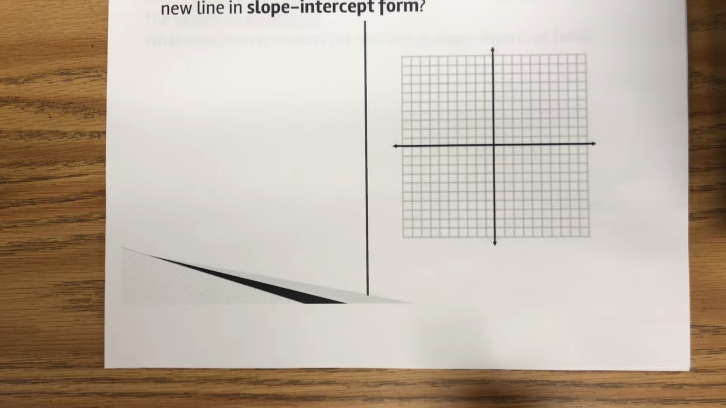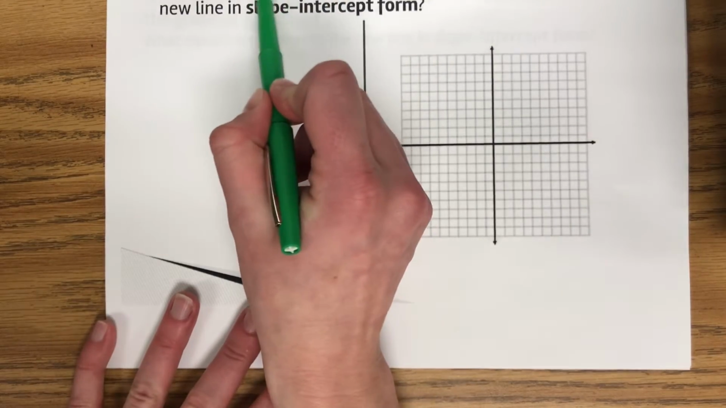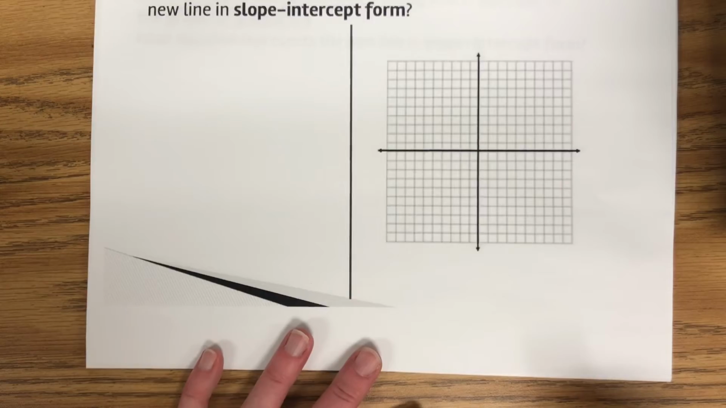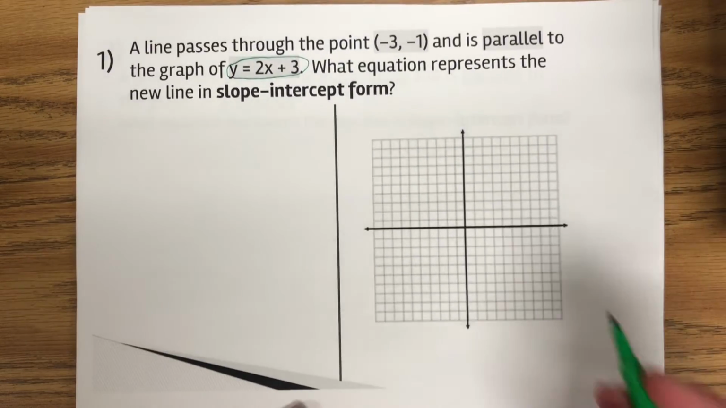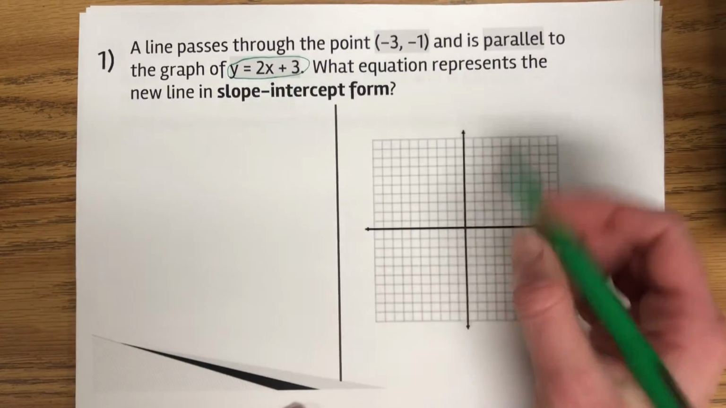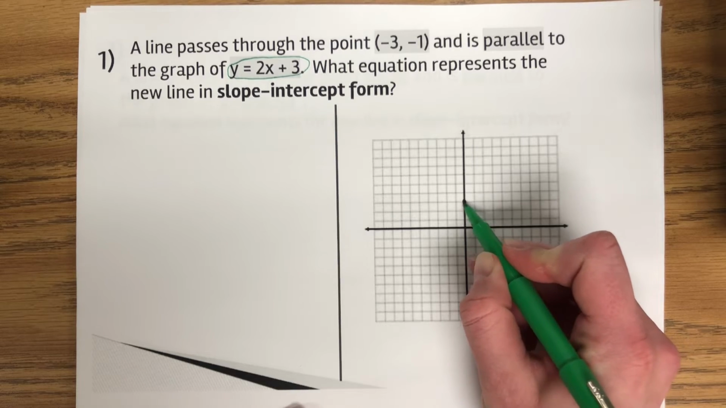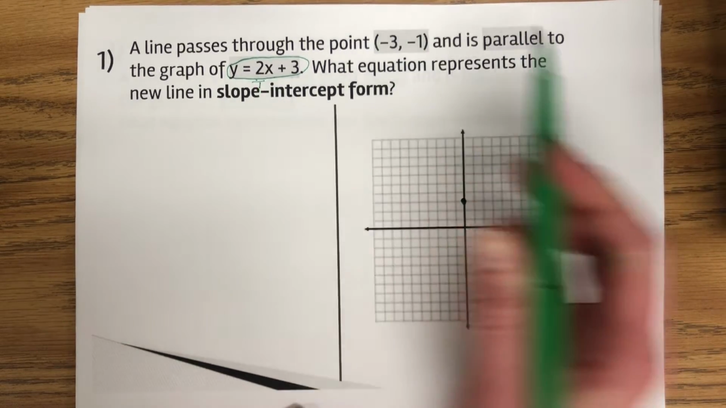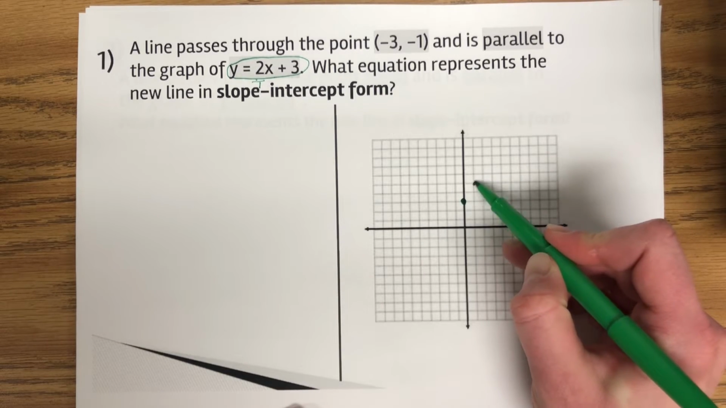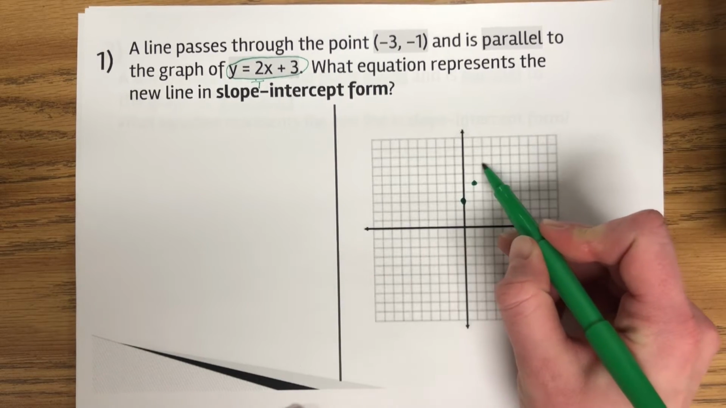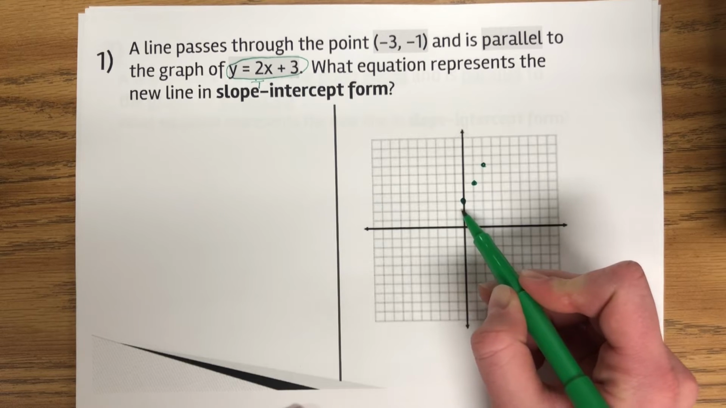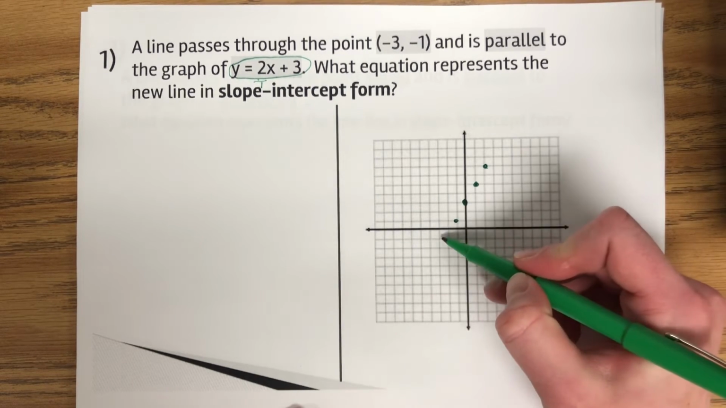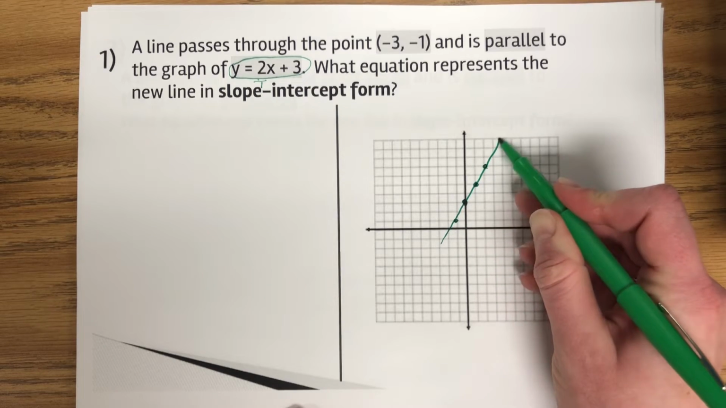So the first thing we're going to do is start with our equation, y equals 2x plus 3. And we're going to graph that first. So y-intercept is 3. And then our slope is 2, or 2 over 1. So we're going up 2 over 1, up 2 over 1. Okay, continuing on, we'll have a line that looks like this.